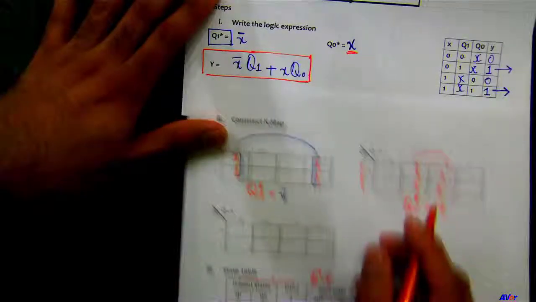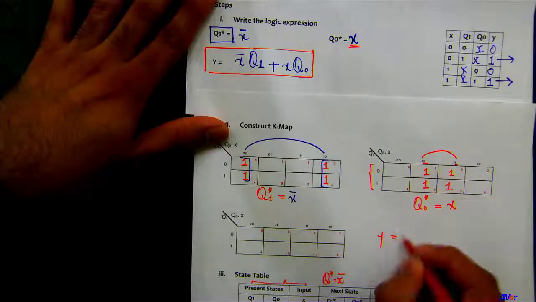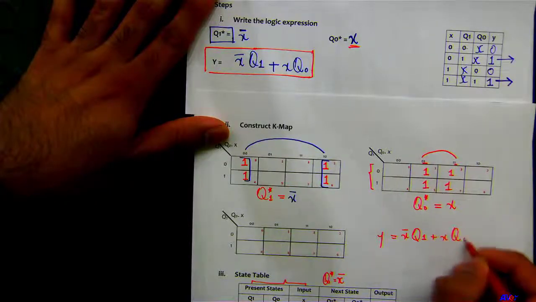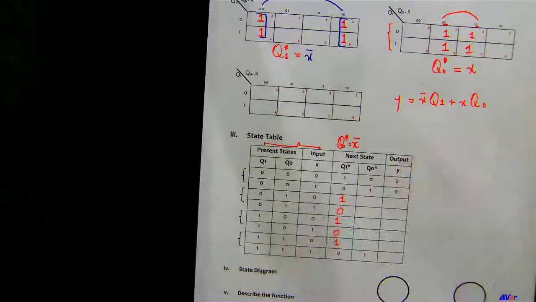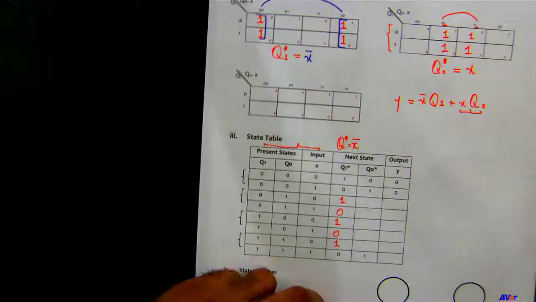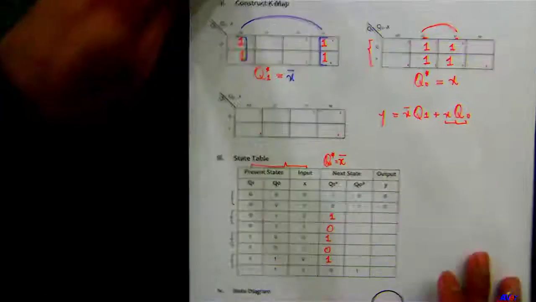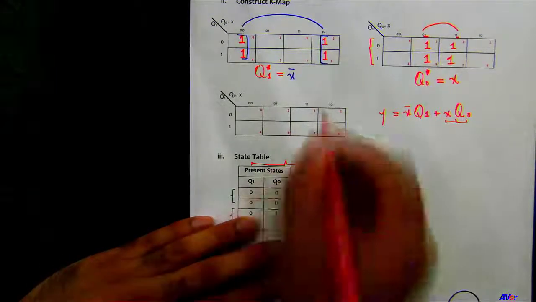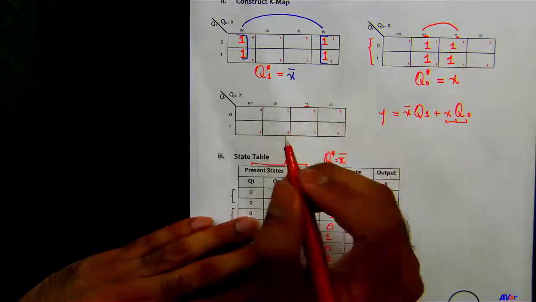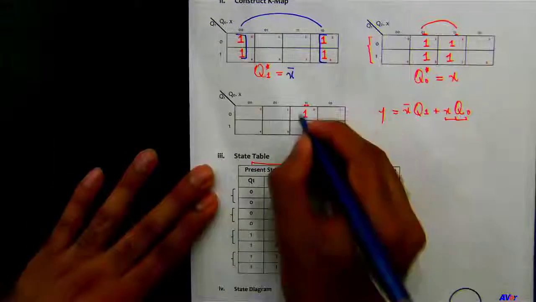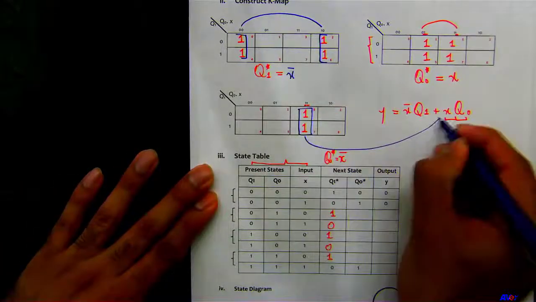We have another one which is for Y. Let me write the value here. Y is X bar Q1 plus X Q naught. Okay. So where are the minterms going to be? Say you want to make this expression X Q naught. Look for X Q naught in your cells. Where would be X Q naught? You got your Q naught and X. Q naught X, right? So this will be 1 and 1, right? So if you make this pair, it will actually make this term right here. Correct?